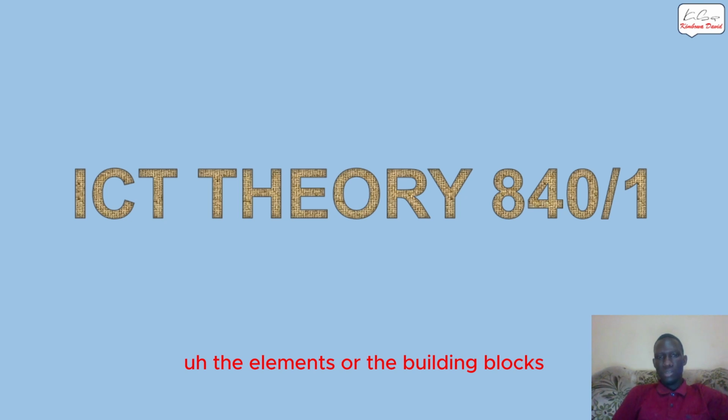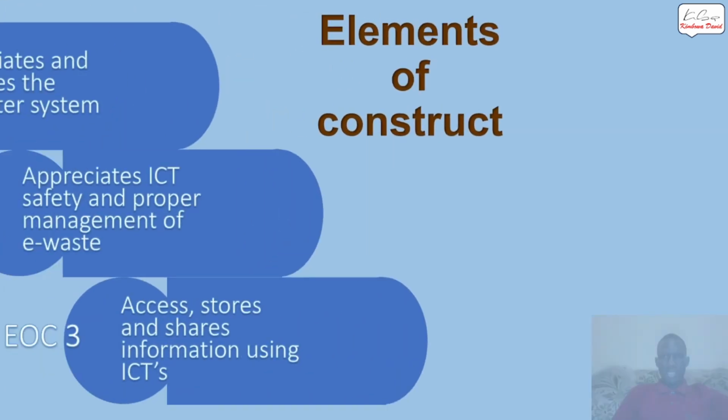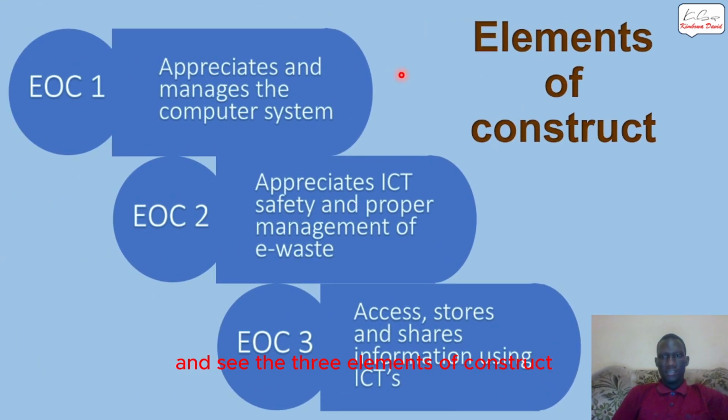The elements or the building blocks that are used in coming up with the construct are 5. I have 3 in paper 1, that is 840/1, the theory paper, and the other 2 in paper 2 and 3. Paper 1, let's first of all talk about paper 1 and see the 3 elements of construct.